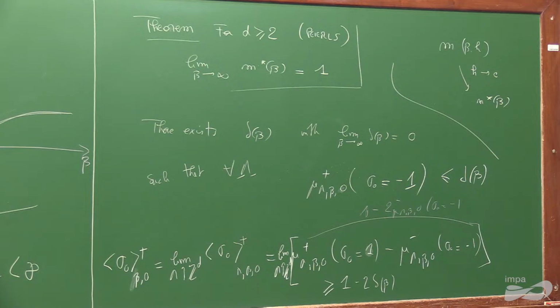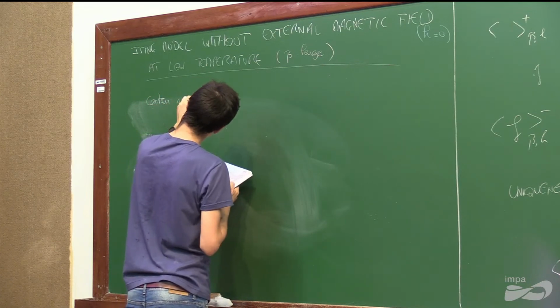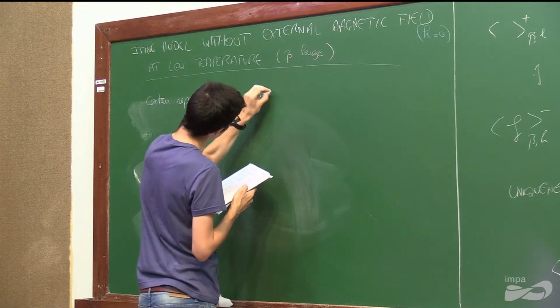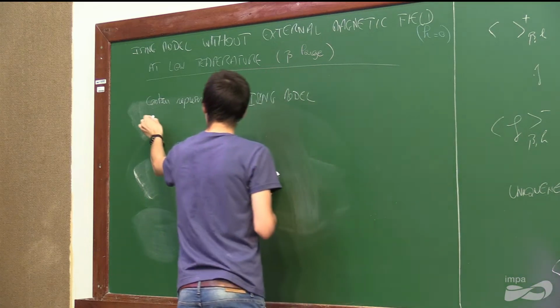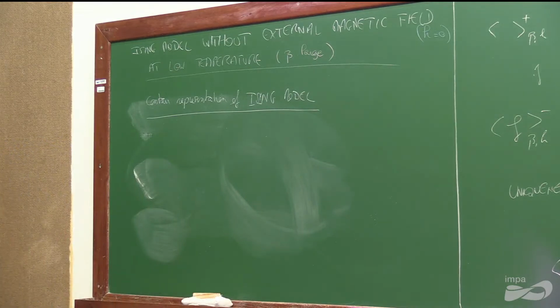Okay, so the first thing we need to do is to look at the contour representation of the Ising model. So the first thing we are going to do is to rewrite the Hamiltonian. From now on, since h is equal to 0 for this lecture, I will just not write h, so I will just forget about this 0.